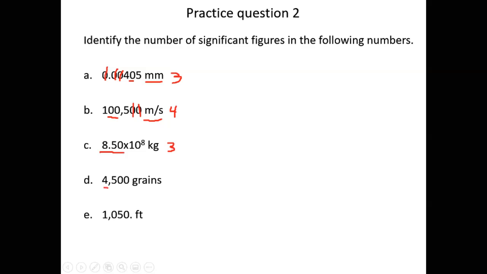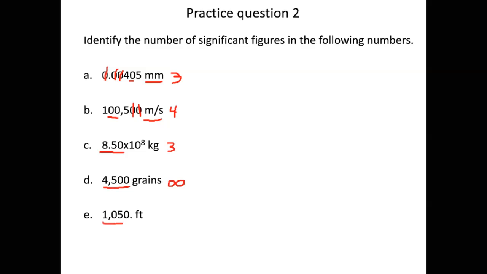In D, we have 4,500 grains, and you may say, hey, this should be 2 significant figures. But a grain is something you can count, so you know exactly that there's 4,500 grains, so this would be an exact number, so it has an infinite number of significant figures.